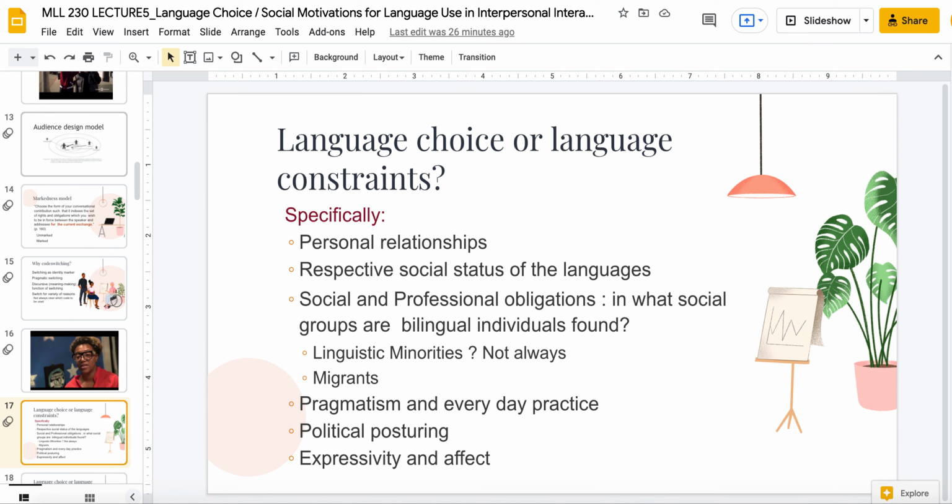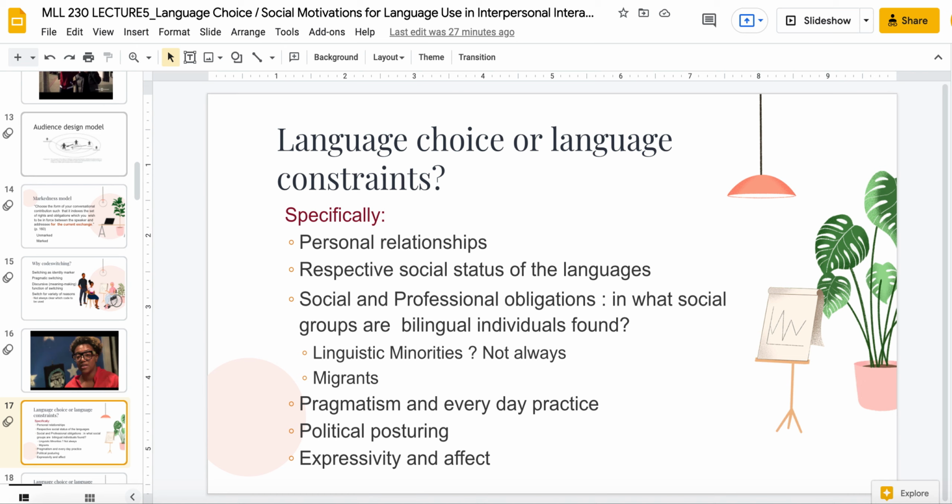In what social groups are bilingual individuals found? That's an interesting question. When I talk to a lot of people who work in construction, they always say, "Oh, it's so valued for me to learn Spanish." I talk to a lot of people who work in a restaurant, right? And they always say speaking Spanish or speaking Chinese or whatever kind of restaurant it is is so valuable. So the language choice differs depending on what situation you're in.